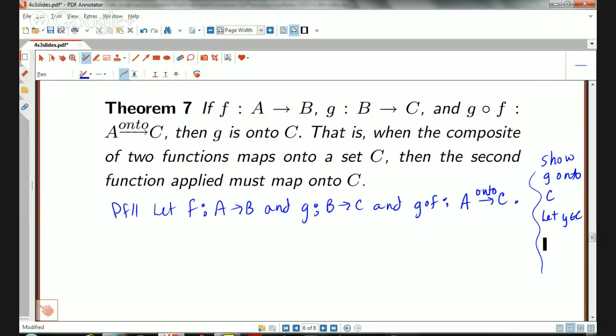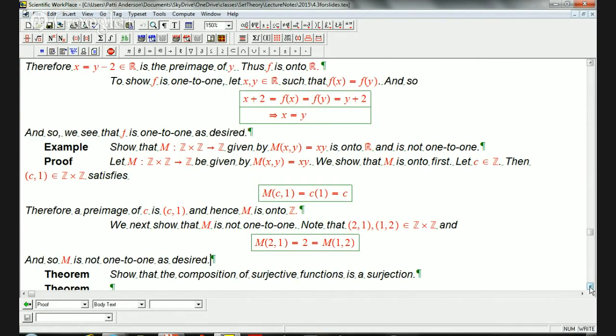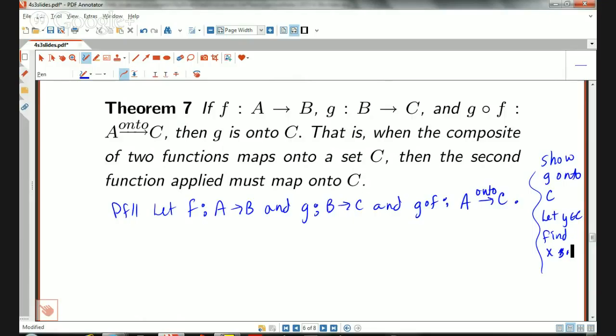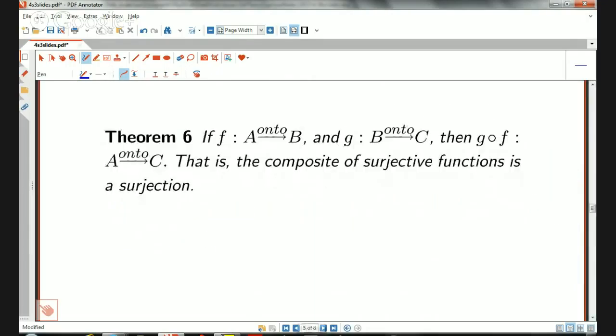We take an element in C and find an X mapped to it. So that's what we're trying to do. Let's write it down here. Hopefully, it'd be an element in C. Well, we have 3 things that they gave us in our hypothesis. G composed of F is onto C, so what does that tell us? How would we prove that?